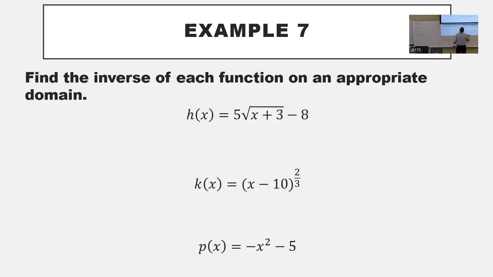Let me do one more. I'll look at this h of x, which is 5 times the square root of x plus 3 minus 8. And I'll find the inverse for that one. And then k of x, I'll write these, the k and the p down. I'll have you guys do those in a second.